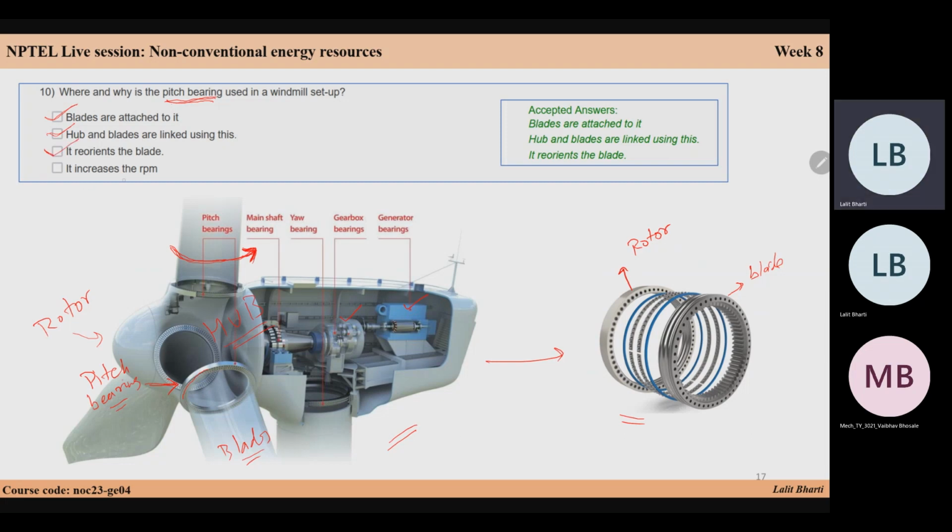It increases the RPM. We can say from here that RPM is independent of the pitch of any blade, so it will not affect the RPM. Only the pitch can be controlled by the pitch bearing. So option 4 will not be correct. So the first three options are correct, first, second, and third.